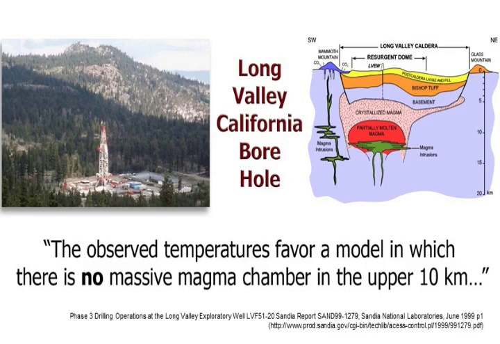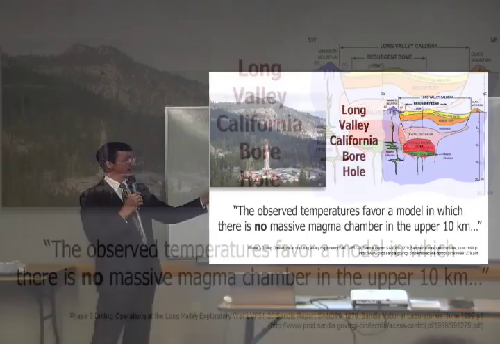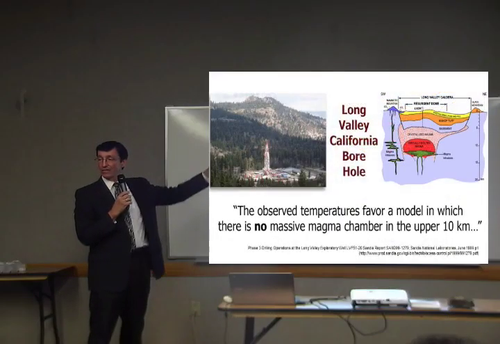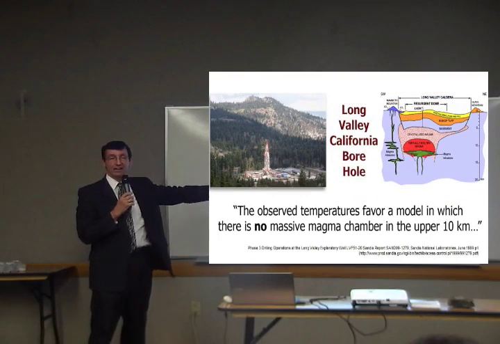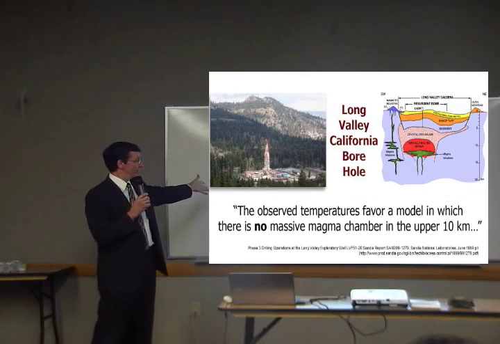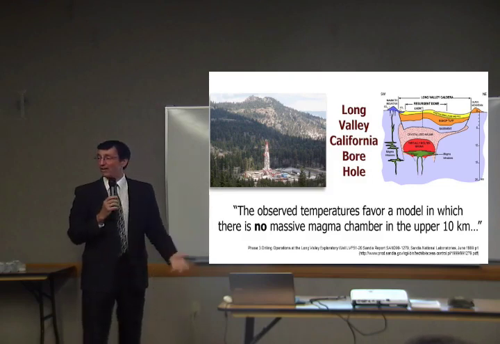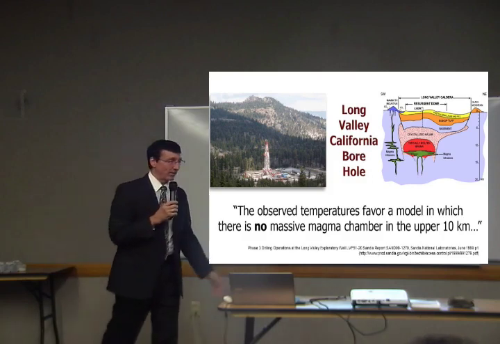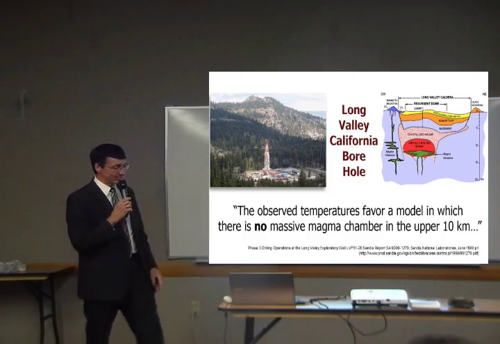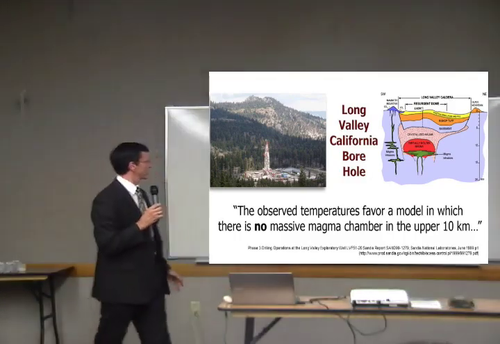See, that's only 10 kilometers deep. Okay? So they thought, hey, we can drill down there. So the observed temperatures favor a model in which there is no massive magma chamber in the upper 10 kilometers. So even though they picked this as the best site to drill down in and find some magma, their temperatures say no. They're finding water, they're finding rocks, and they're finding fault lines, but they're not finding magma. And they're not finding those really high temperatures.